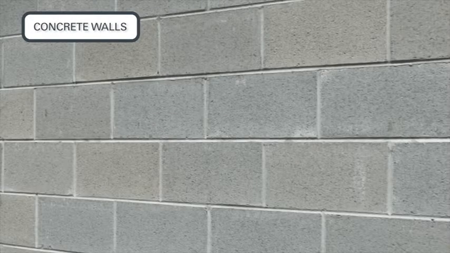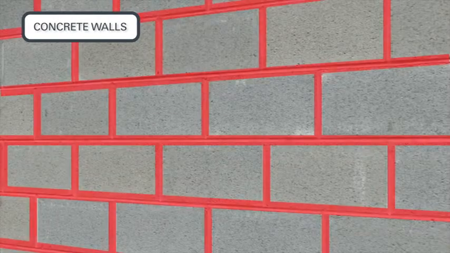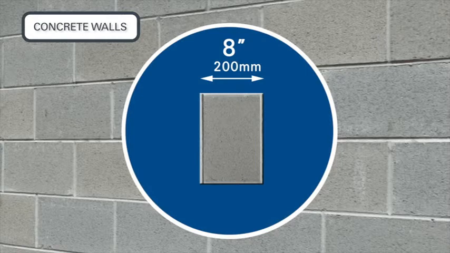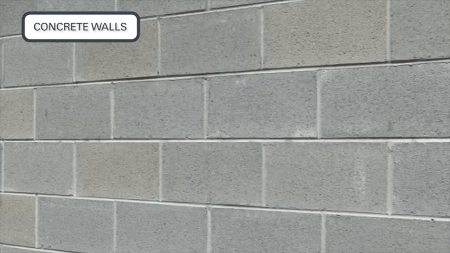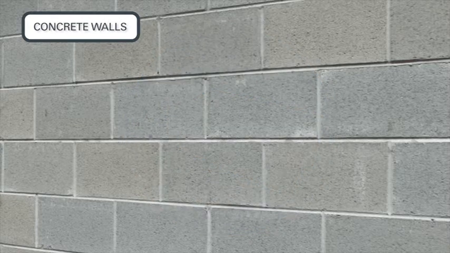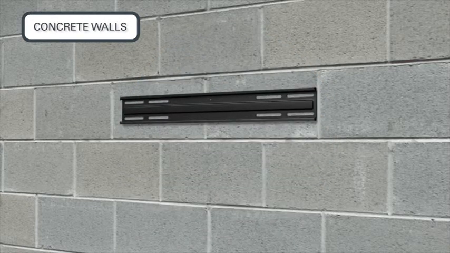If you are installing your mount on a concrete wall, never drill into the mortar between blocks, and start by ensuring the solid concrete thickness is 8 inches or more and the concrete block size is 8 by 8 by 16 inches or larger. Then, hold the wall plate against the wall to verify the correct height for your mount, making sure to take the overall size of your television into consideration.